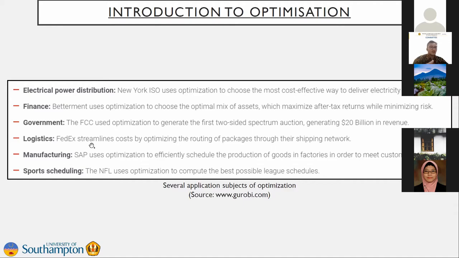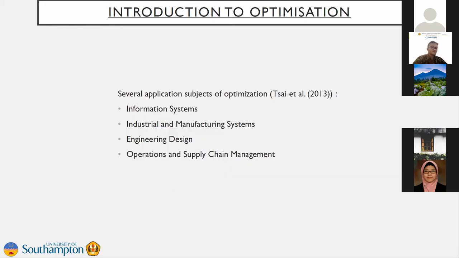Optimization, manufacturing, logistics, for example, FedEx streamlines costs by optimizing the best routing of packages through their shipping network. The manufacturing sector also uses optimization. So in general, we can say that optimization can solve problems by providing the best solution. So these are also other applications. Optimization is a branch of operational research, the purpose of which is to provide the best solution to a problem.